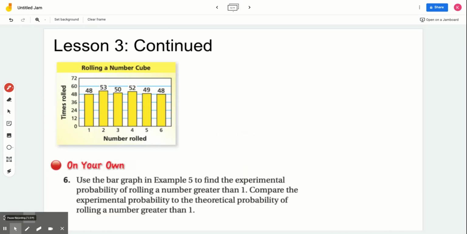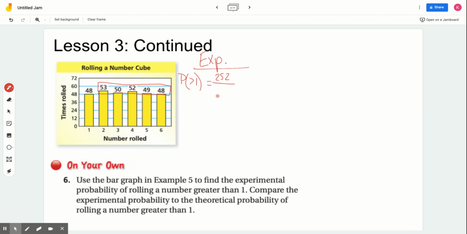In number 6, we are going to use the graph that they've given. So it says use the bar graph in example 5 to find the experimental probability of rolling a number greater than 1. Compare the experimental probability to the theoretical probability. So let's find the experimental probability first. So we know that the probability of rolling a number greater than 1 is equal to what? So we are going to add up all the times that rolling a number greater than 1 occurred. So we're going to add 53, 50, 52, 49, and 48. And I believe when you add those numbers, you get 252.